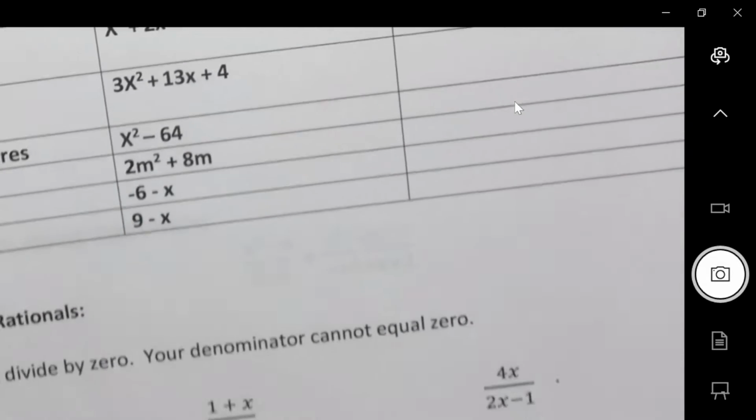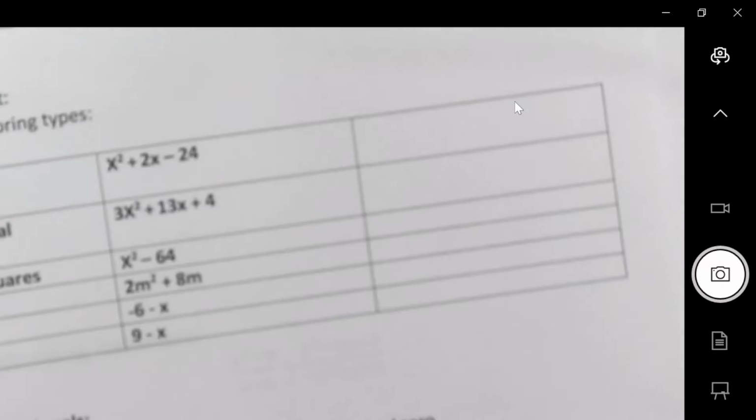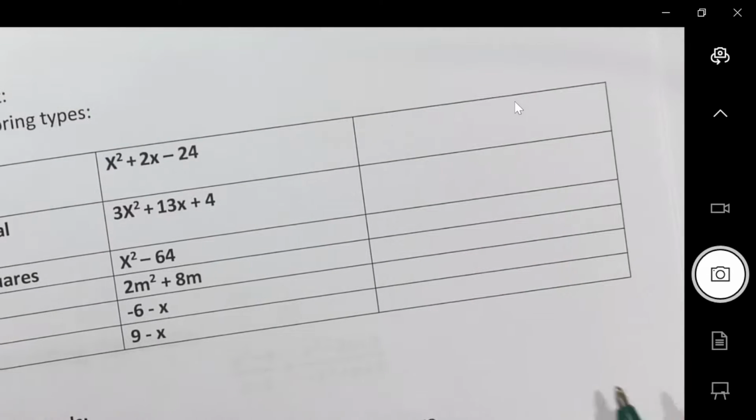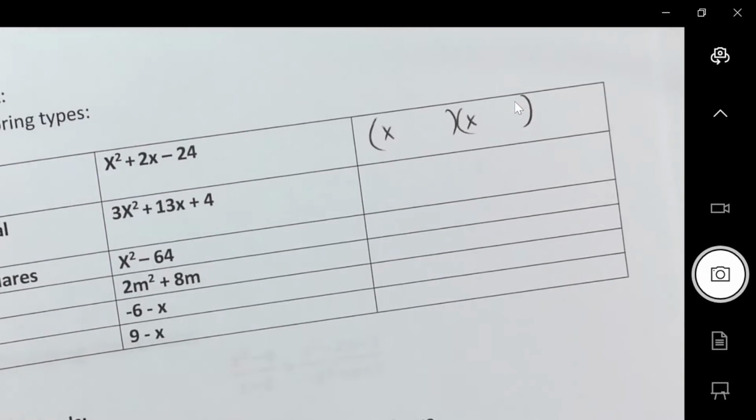So I told you that your factoring is a gift that keeps giving. It just keeps going and going. So again, let's just recap here. This should be very fresh. Simple trinomial. So give me 2 brackets. x, x.